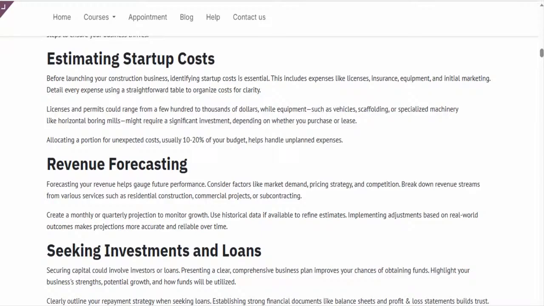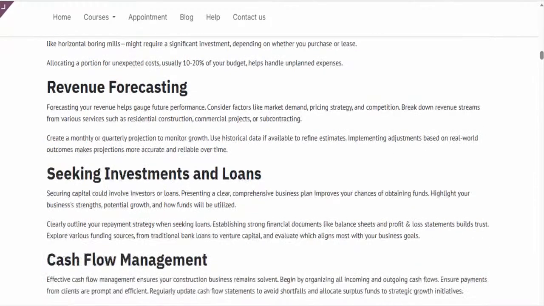Licenses and permits could range from a few hundred to thousands of dollars, while equipment, such as vehicles, scaffolding, or specialized machinery like horizontal boring mills, might require a significant investment, depending on whether you purchase or lease. Allocating a portion for unexpected costs, usually 10 to 20% of your budget, helps handle unplanned expenses. Revenue forecasting.